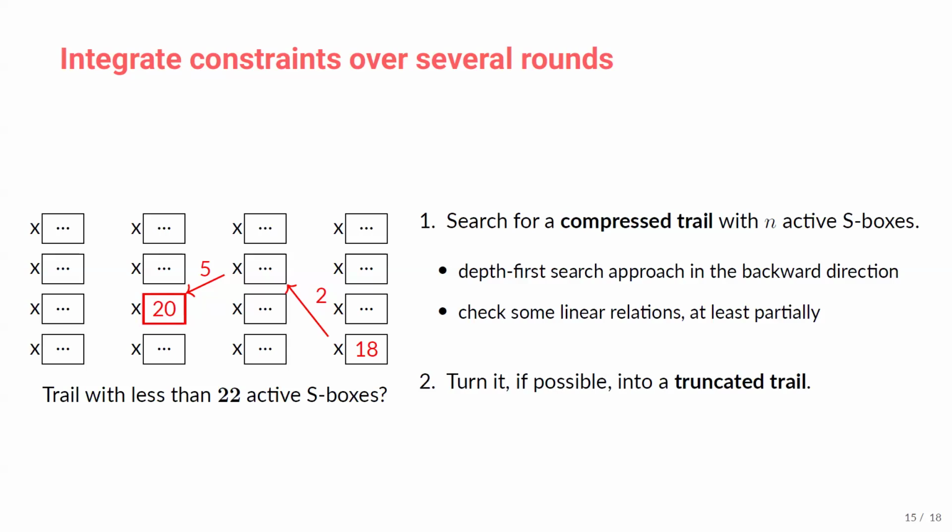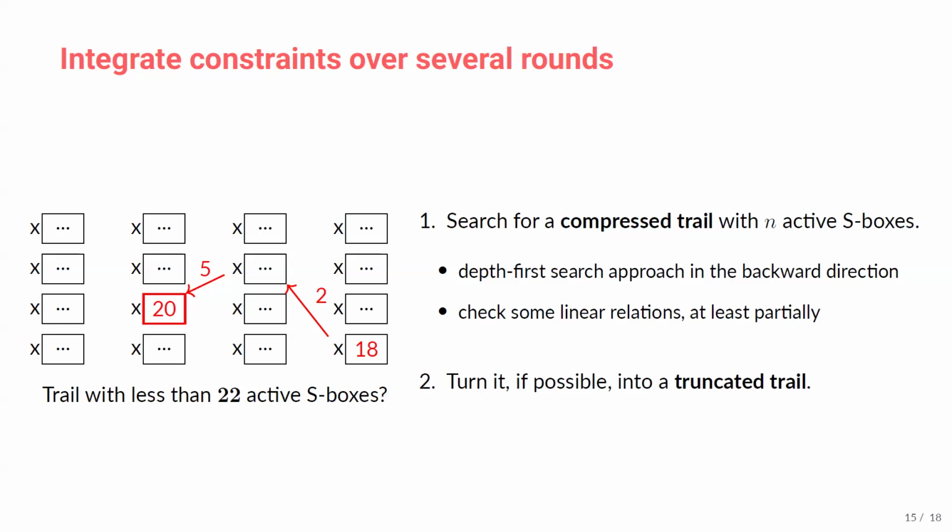So to search for a truncated tray with n active iceboxes, we first collect all the compressed trays with n active iceboxes. And for that, we perform a tree traversal in the backward direction. So for example, if we want to search for a tray with 22 active iceboxes, we start with a cell with less than 22 active iceboxes, for example, 18, and we extend the tray backward.